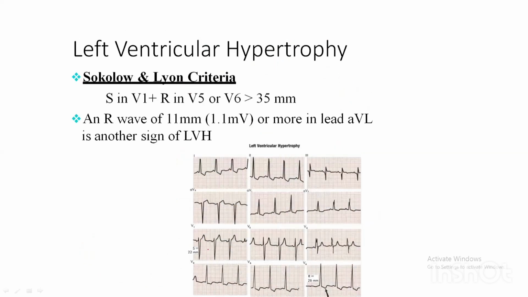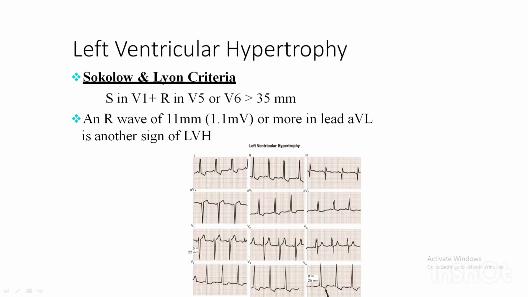How do we know that there is left ventricular hypertrophy? I told you in left ventricular hypertrophy there will be a tall R wave in V5. If we calculate the amplitude of the R wave in V5, and add the amplitude of the S wave in V1, it will be more than 35. This is the Sokolow and Lyon criteria: S in V1 plus R in V5 or V6 more than 35. This is the most important criteria.